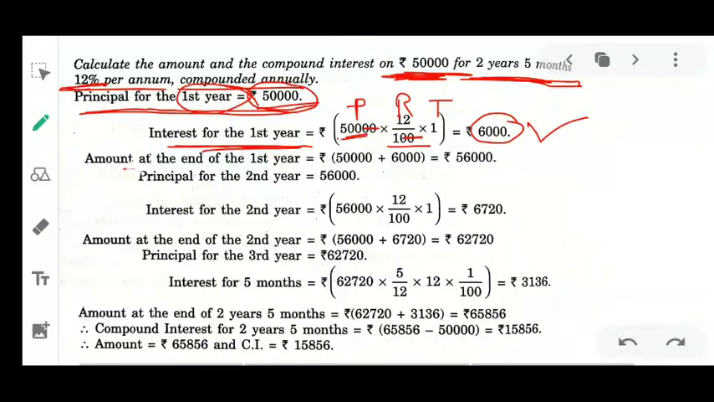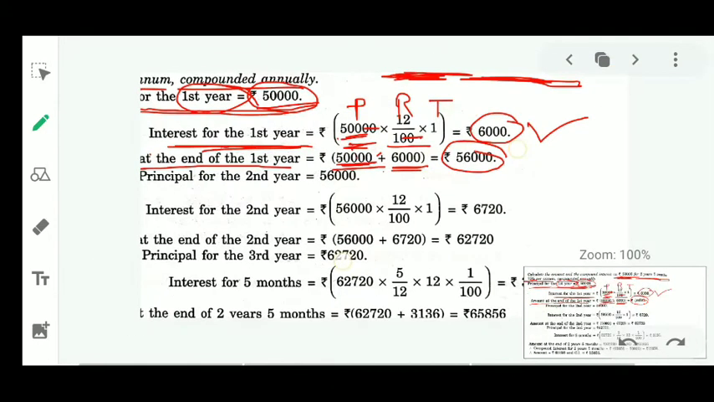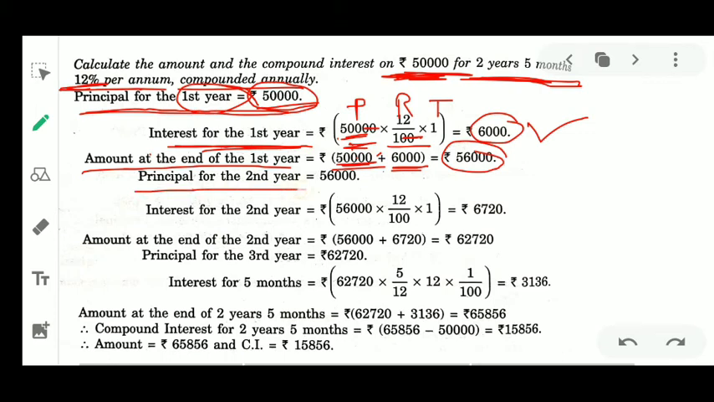Now the amount at the end of the first year is, by the formula, P plus I. P is 50,000 and interest is 6,000. So when we add 50,000 plus 6,000, we will get 56,000. Now principal for the second year, as I told you, principal in compound interest for the second year is the amount at the end of the first year, that is 56,000.